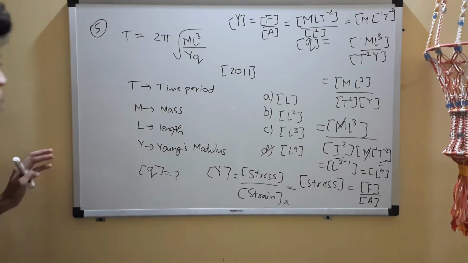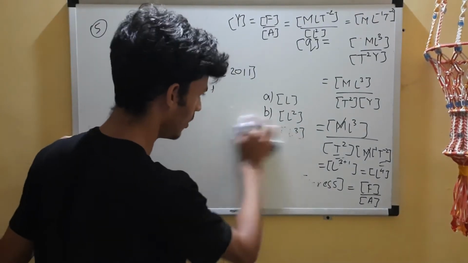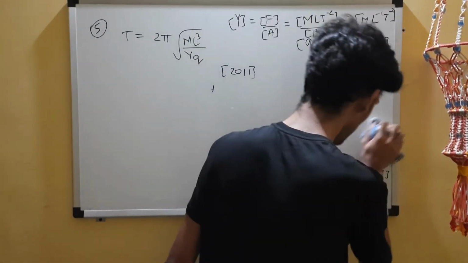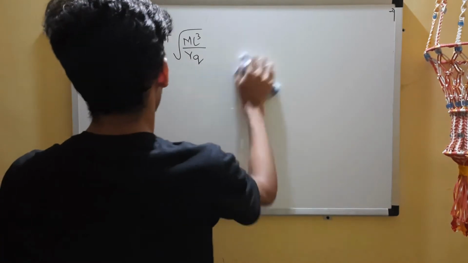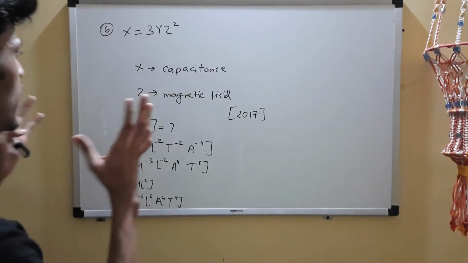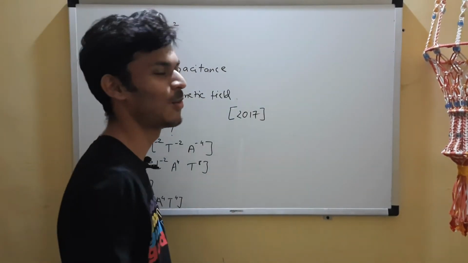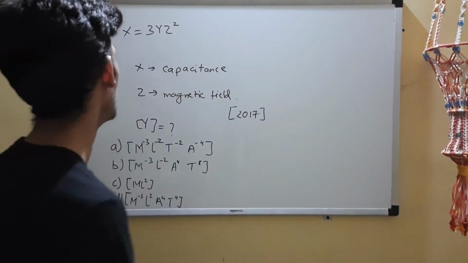Okay, now let's go to the next question. Let's increase the level a bit now. This was also easy peasy. Okay, so here is question 6 from the papers of BITSAT 2017. You can surely give it a try. It's a good one. I'll do it in 3, 2, 1. Pause and try if you want to.